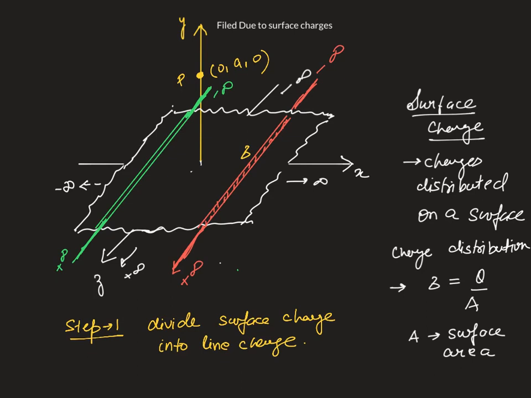Now I have two line charges, and both these line charges are equidistant along x-axis. So let's say if this is x, this is also x, and since we have to take a small width here, we take this width as dx. And when we have divided our surface charge into line charges, it becomes very easy to solve, or let's say it becomes more solvable. Moving on to the next page.